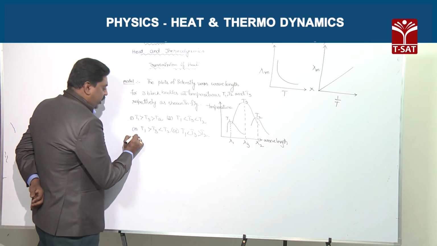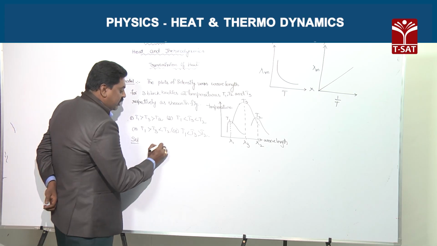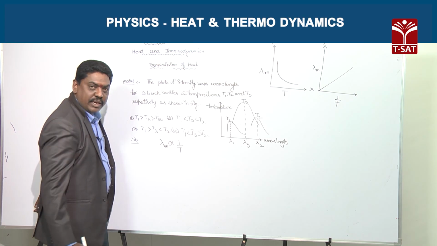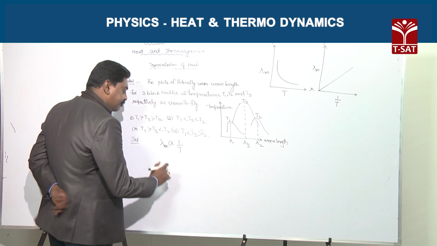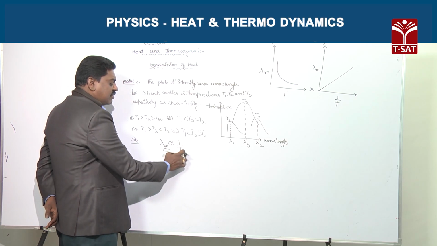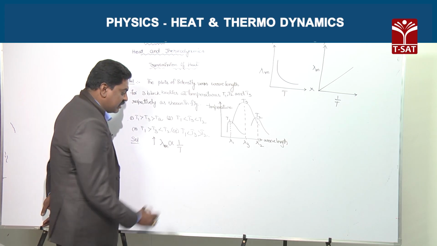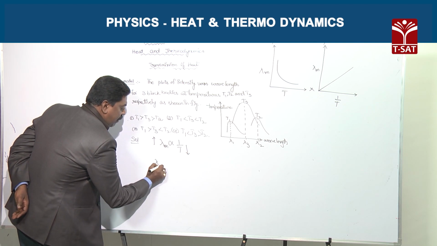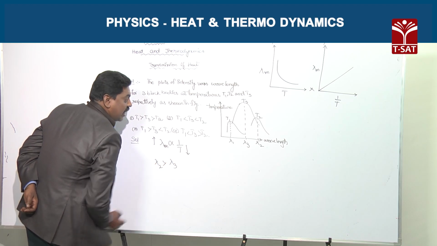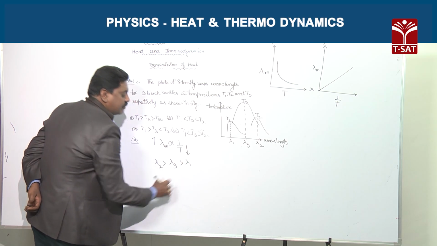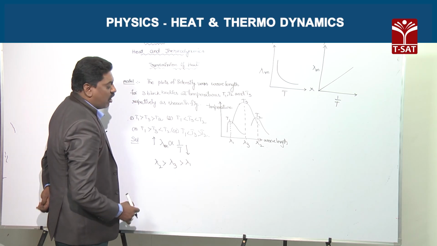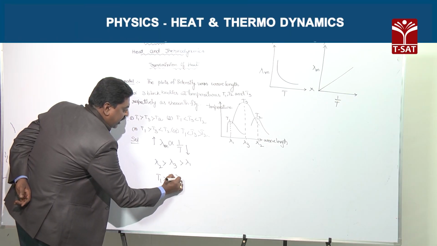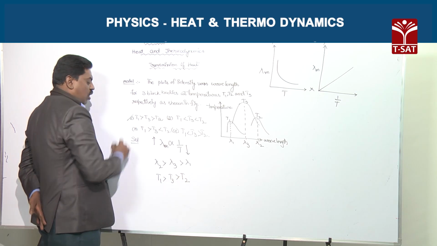For this purpose, from Wien's displacement law, we have lambda m inversely proportional to absolute temperature, lambda m proportional to 1 by T. More is the wavelength, less is the temperature. So accordingly, from the diagram we have lambda 2 greater than lambda 3 and lambda 3 greater than lambda 1. Exactly in the reverse order we will have the temperatures. T1 is greater than T3 and greater than T2, which is your first option.